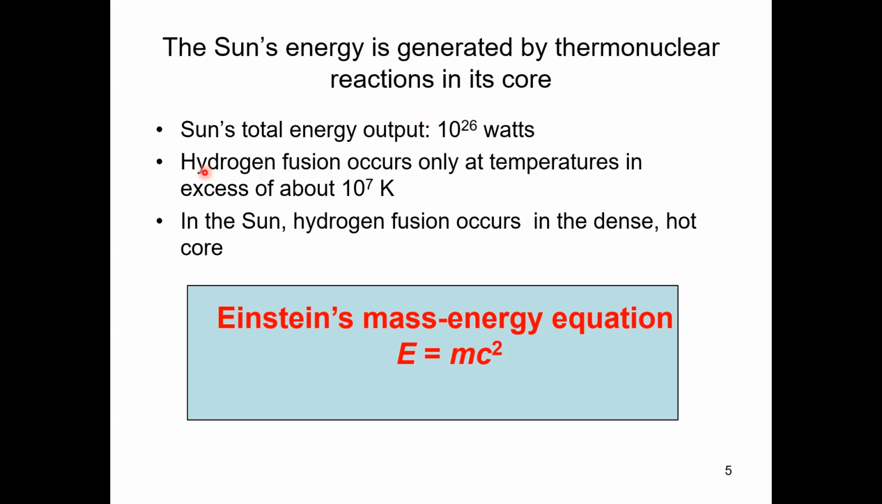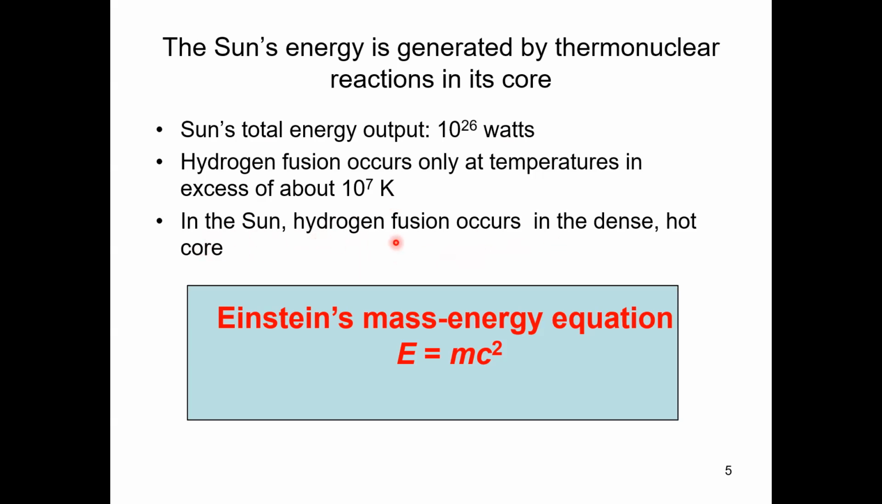And the process of generating this energy is hydrogen fusion. You have heard of that. It occurs only at temperatures in excess of about 10 to the 7 Kelvin. So you need to have about 10 million Kelvin. This is another interesting thing to remember. If you can generate 10 million Kelvin in a reactor, you can actually start hydrogen fusion.